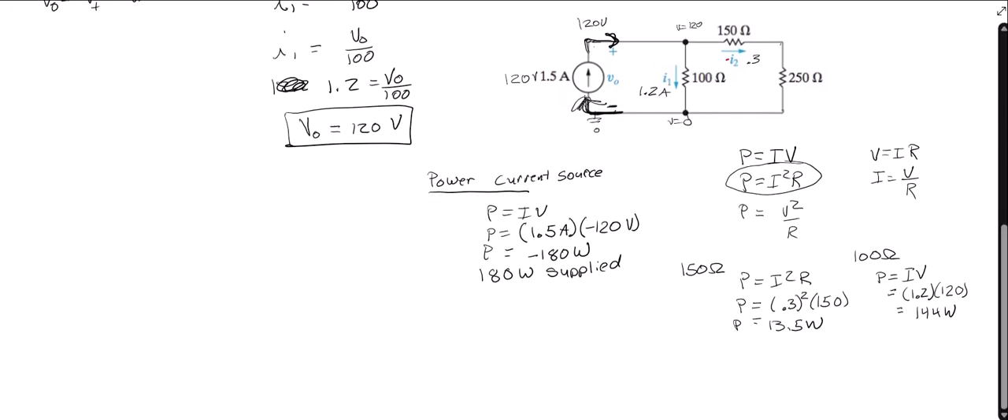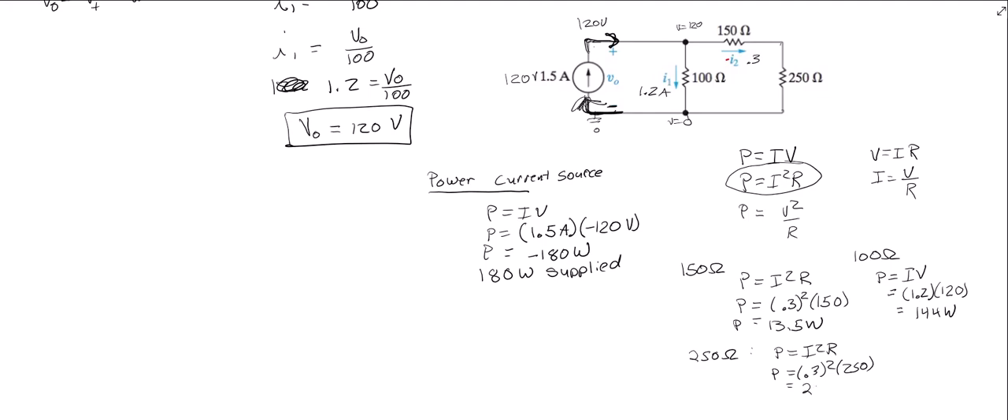And lastly, we'll look at our 250 ohm resistor. For this one, it's easier to use P equals I squared R because we don't have the voltage. Again, the current is still I2, so it's 0.3 squared times 250, or 0.09 times 250, and that gets me 22.5 watts.